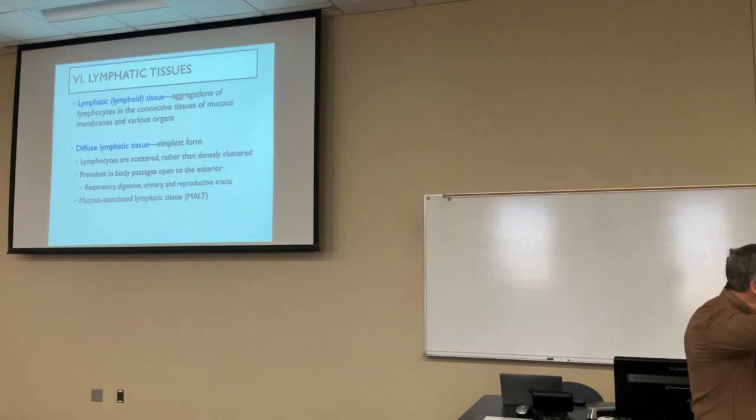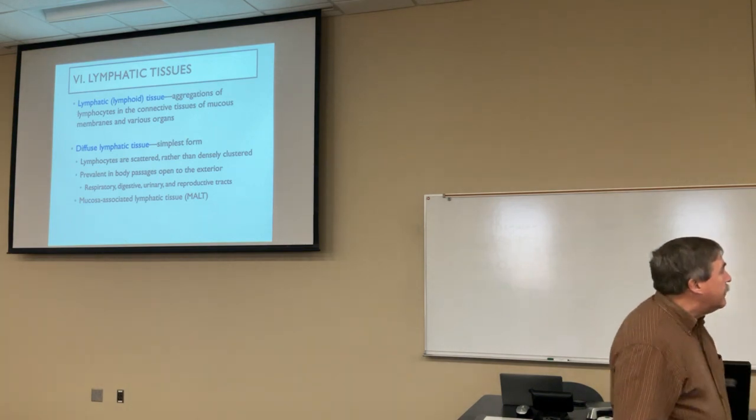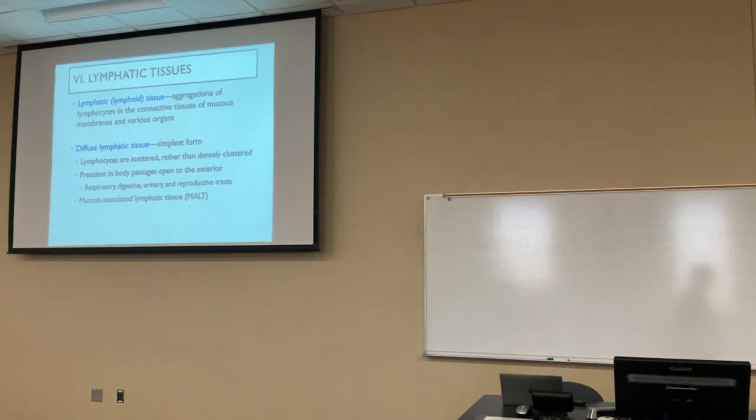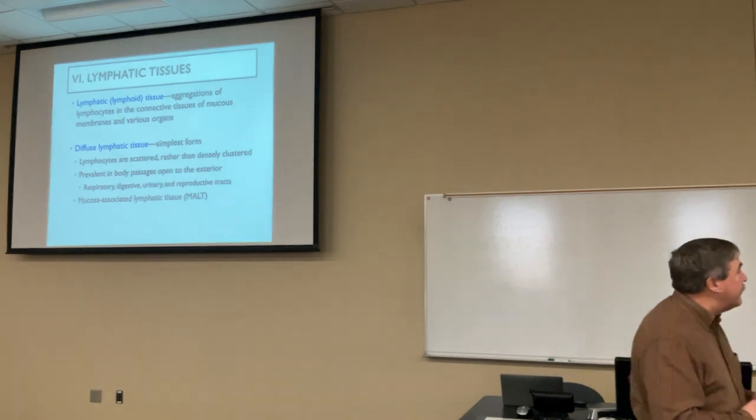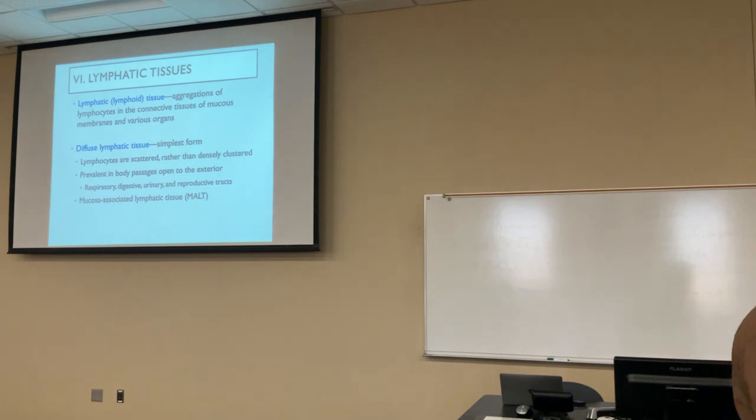All right, then another major component of the lymphatic system is lymphatic tissues. Lymphatic tissues are also known as lymphoid tissues. They're basically just clusters or aggregations of lymphocytes in the connective tissue of mucous membranes and the walls of hollow organs like the digestive system. There are two different types of lymphatic tissues. The first is called diffuse lymphatic tissue.